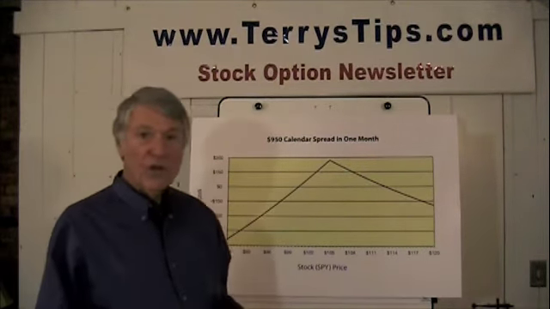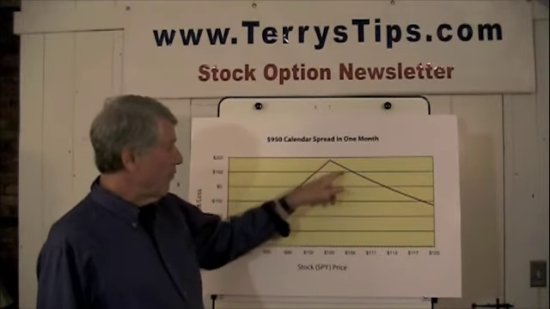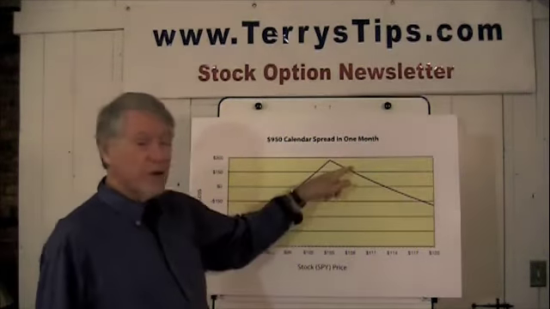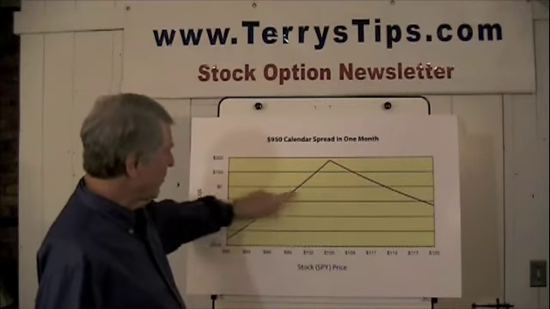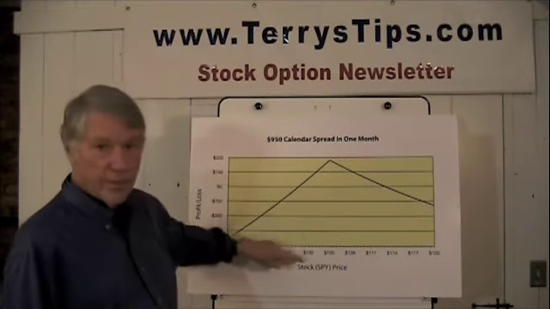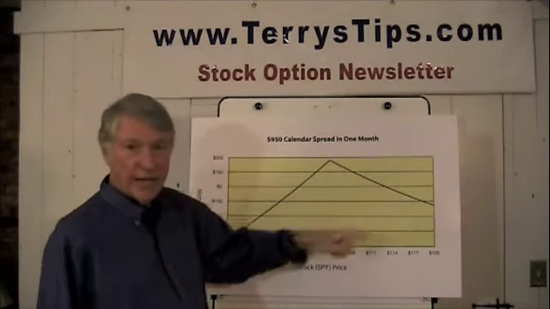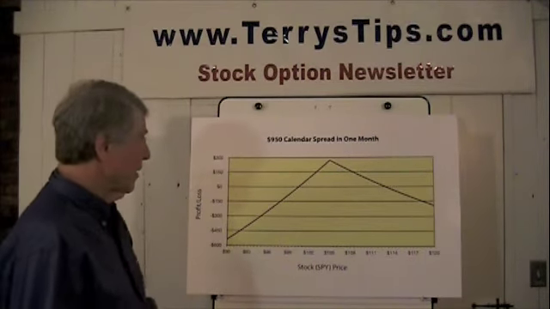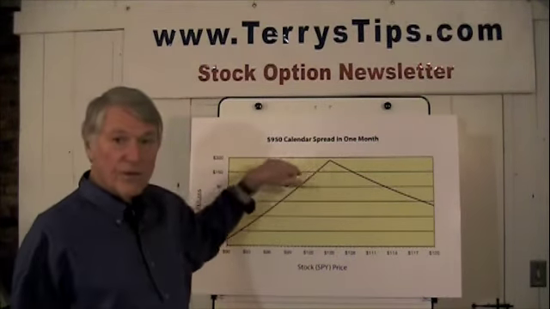However, we know that stocks don't stay the same all the time. In this case, if the stock falls, we make less than if it stayed the same. Or if it goes up, we make less than if it stayed the same. On a break-even standpoint, if the stock falls from 106 down to about 100, we start losing money on the downside, and the same on the upside. If it goes up by more than $6, we start losing money. So we're betting that the stock will stay relatively steady.